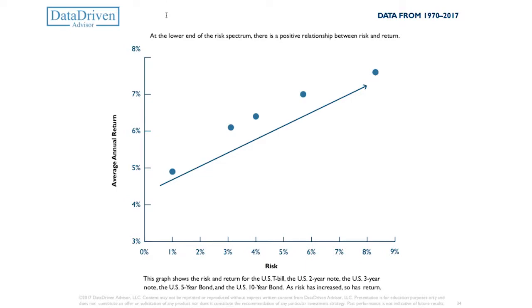We've all been told that there's a correlation between risk and return. The more risk you take, the more return you should get. Now, when we look at the lower end of the risk spectrum, stopping risk at 9%, we can see that over time this has been true. The more risk you've taken, the more return you've received.